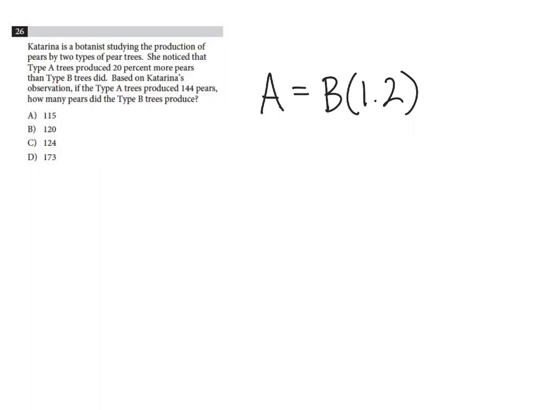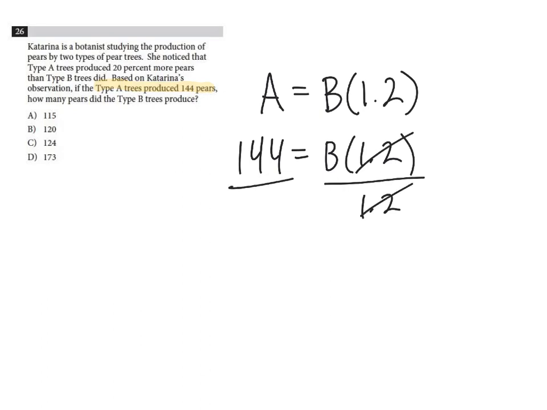And it says that if A produced 144 pears, how many did B produce? Well, we just plug in our values. 144 equals B times 1.2. You can divide both sides by 1.2, and going to my calculator here, 144 divided by 1.2, 120 should be B.